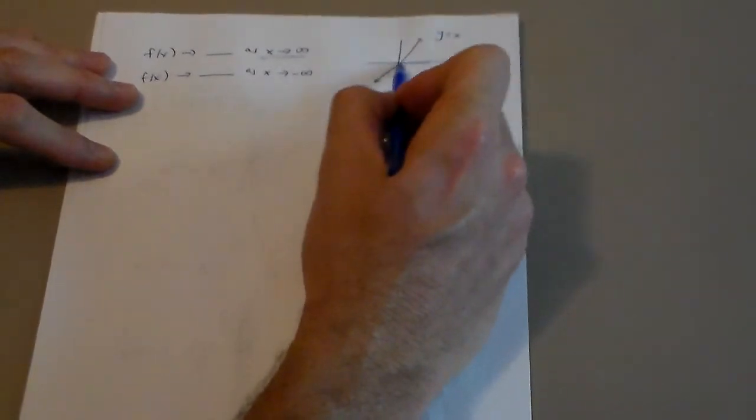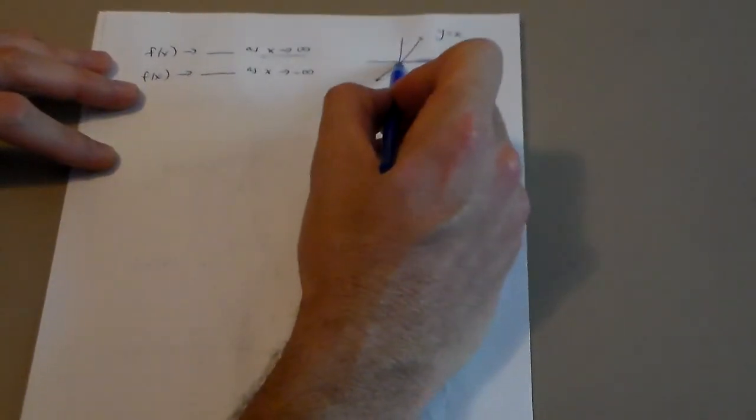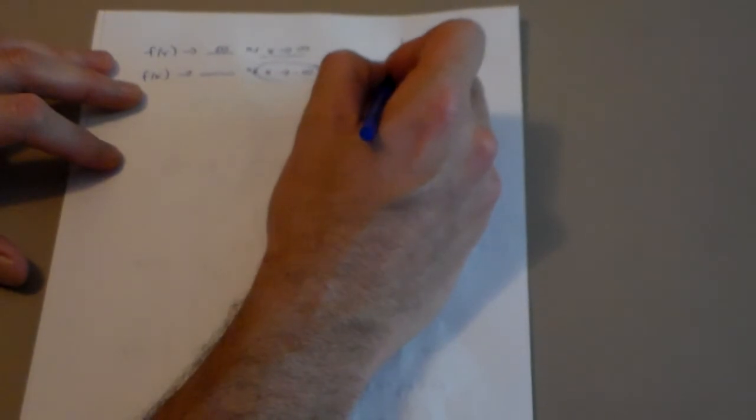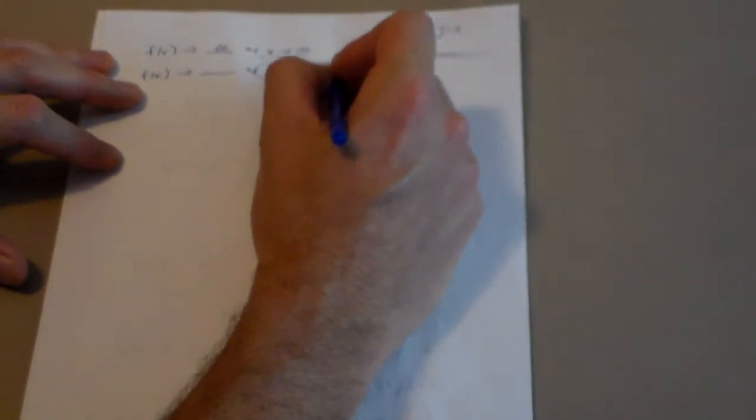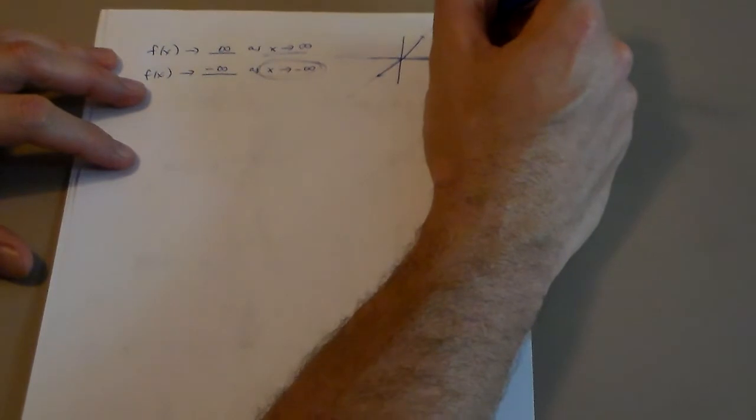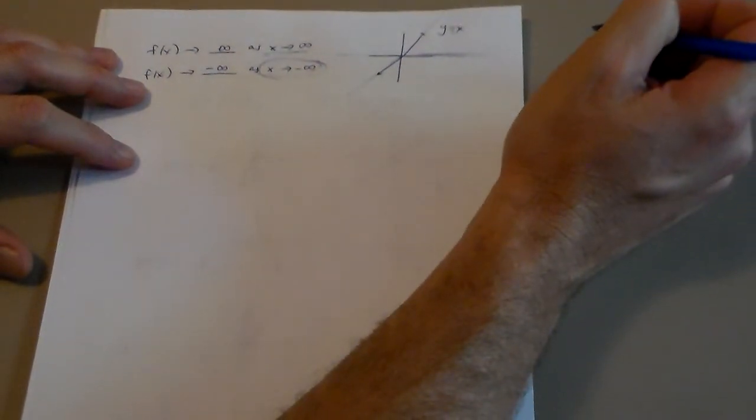So as x gets large, I'm looking at this part of my graph, this part over here. As x gets big, what does my y do? Does this go to infinity or negative infinity? Infinity. What about as x gets small? As my x values go this way, what happens to my graph? Is it going to infinity or negative infinity? Negative infinity.